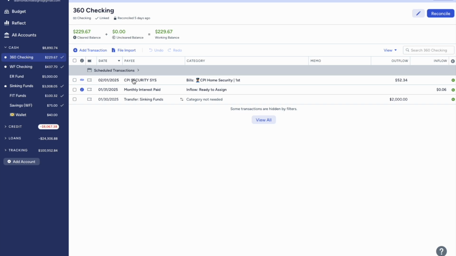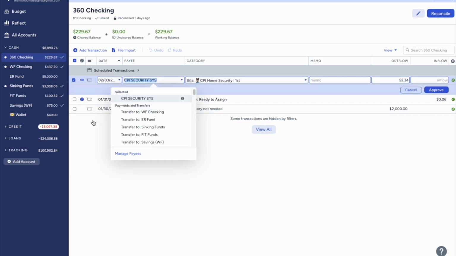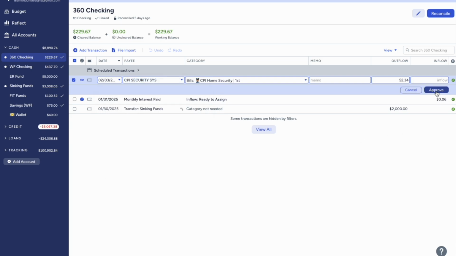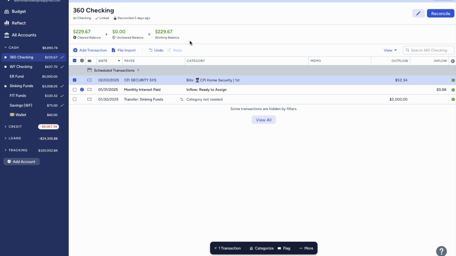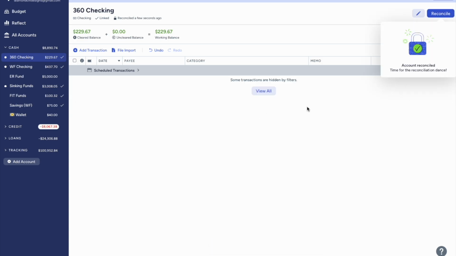And then on February the 3rd is actually when this came out. I've got it scheduled as an automatic transaction for the 1st. I'm going to change this date to the 3rd so it matches my bank account. Everything else looks good. I'm going to approve this transaction, make sure this balance matches my bank balance, and hit this reconcile button. And everything matches. So that was easy.